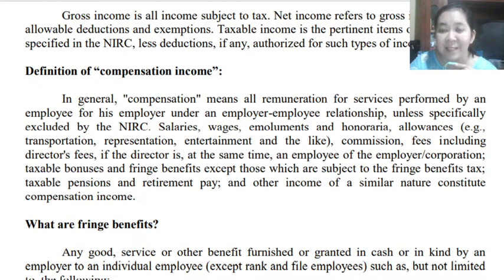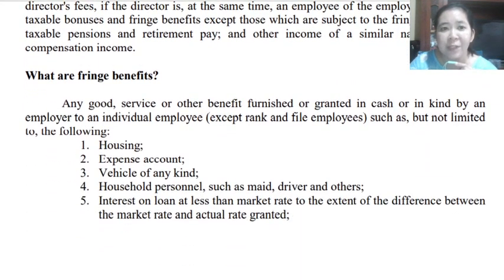That is compensation. What about fringe benefits? When we say fringe benefits, this is any good or service or other benefit furnished or granted in cash or in kind by the employer. This is aside from your compensation. Fringe benefits are normally given to the top level management. So the rank and file employees are not given this type of benefits.